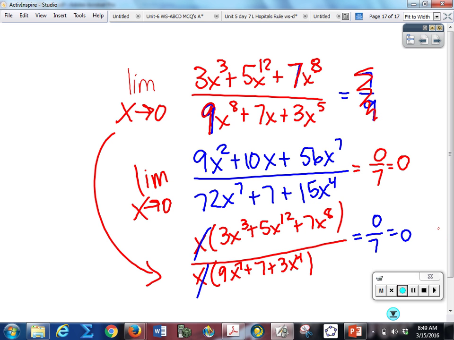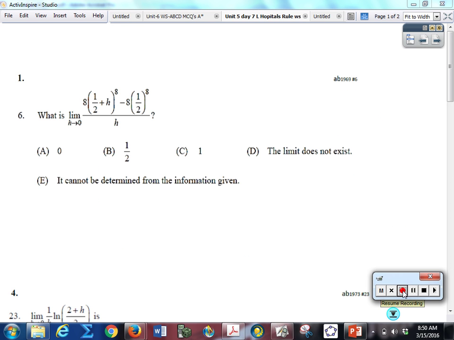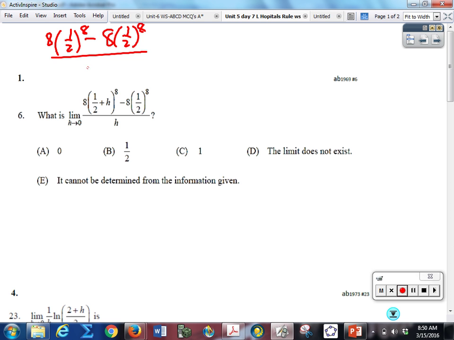Okay. As I look at this, the h is going to be my variable. So when you take the derivative, h is your variable. And right now when I plug in 0, what happens when I plug in 0? I get 8 times 1/2 plus 0 to the 8 minus 8 times 1/2 to the 8 over 0. I get 0 over 0. So this is indeterminate form.